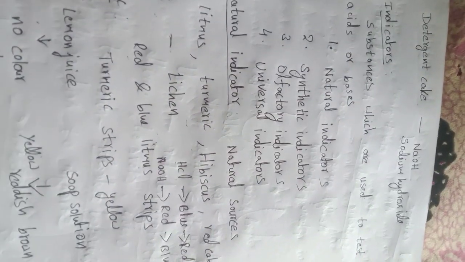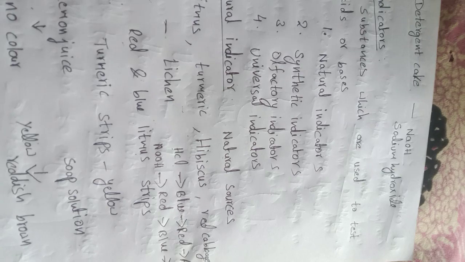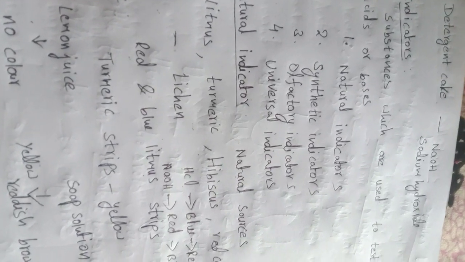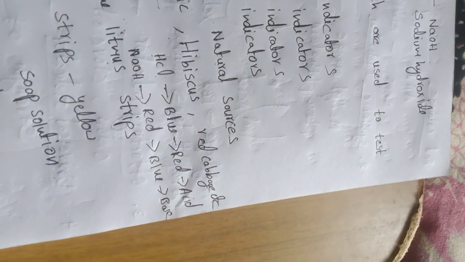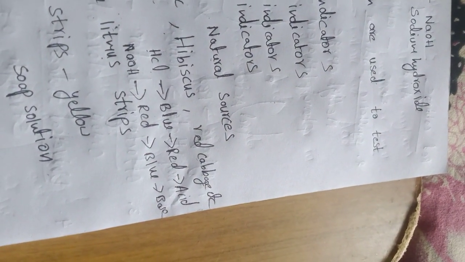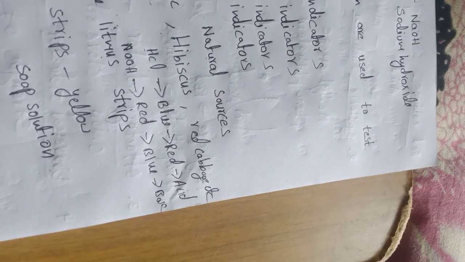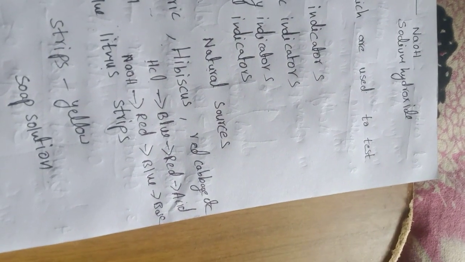Okay, enough for today. What we discussed today: a natural indicator is obtained from natural sources. For example, litmus is available in two colored paper strips, red and blue. If red litmus turns blue in any solution, that solution is called a base. If blue litmus turns red, it is an acid.